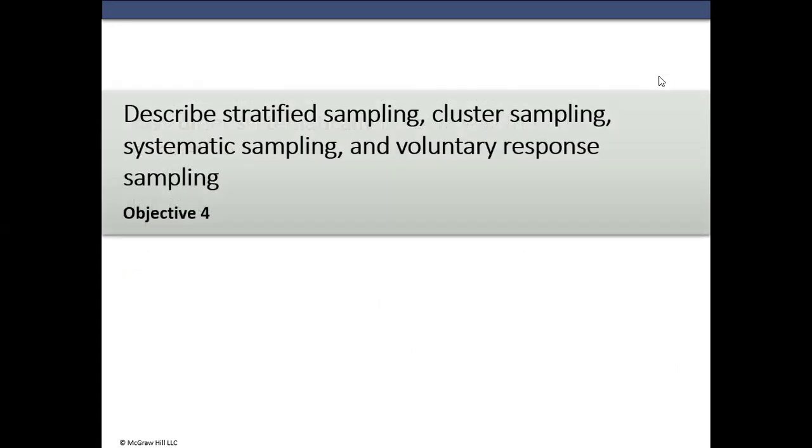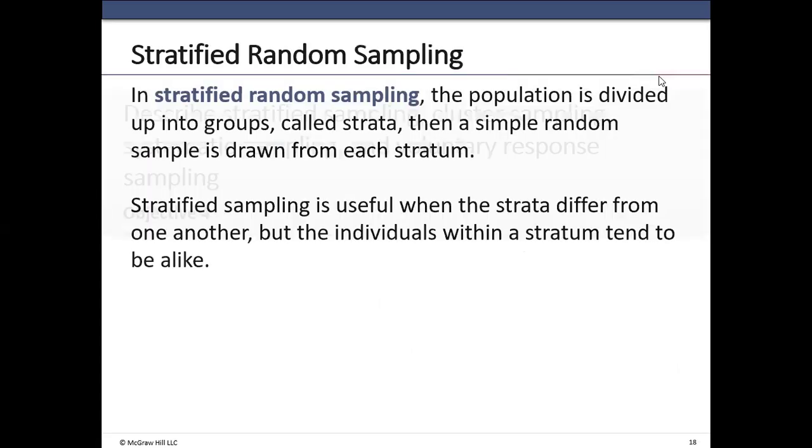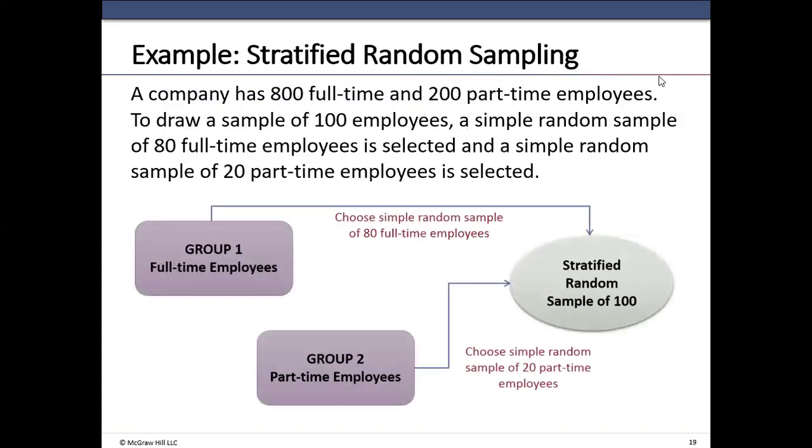Describe stratified sampling, cluster sampling, systematic sampling, and voluntary response sampling. In stratified random sampling, the population is divided up into groups called strata. Then a simple random sample is drawn from each stratum. Strata is the plural of the word stratum, which means group. Stratified sampling is useful when the strata differ from one another, but the individuals within a stratum tend to be alike.